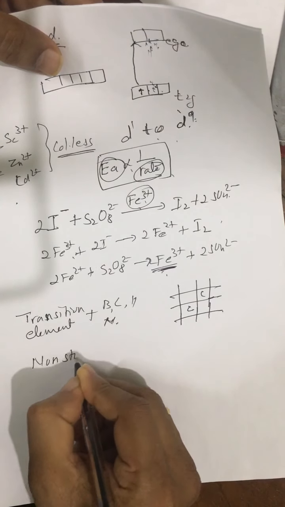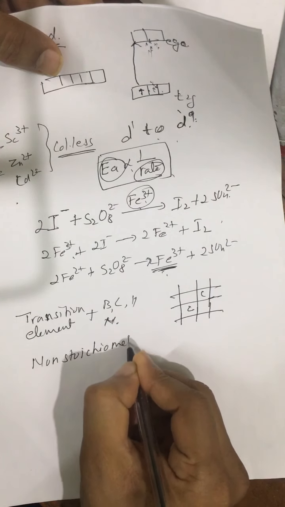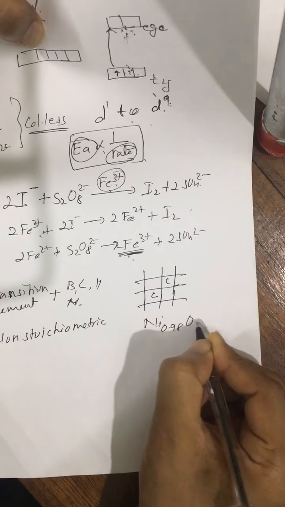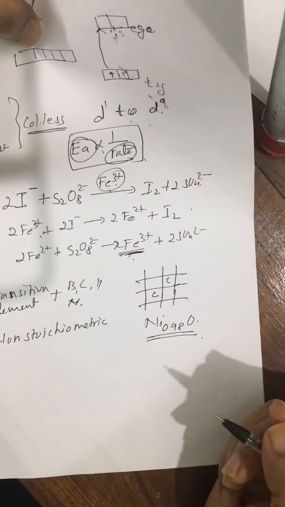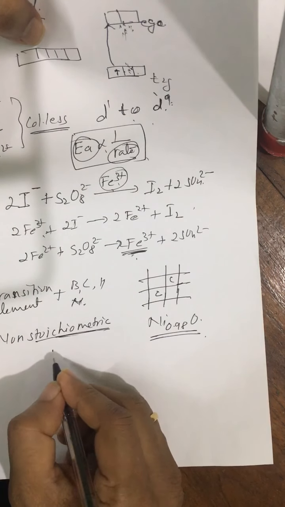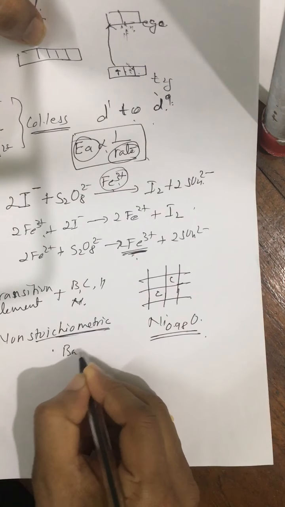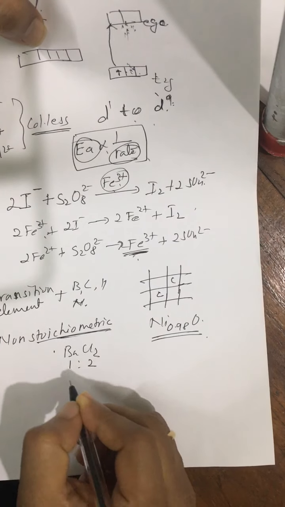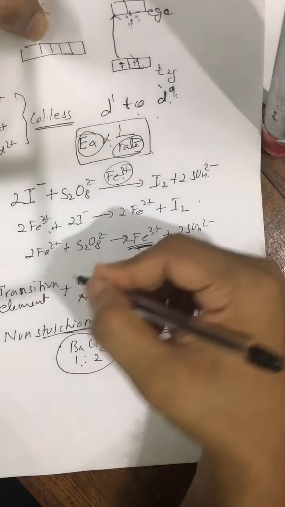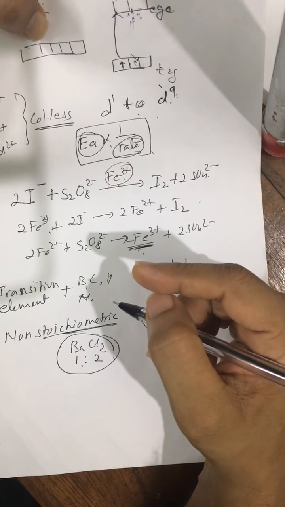Do you understand non-stoichiometry? Non-stoichiometric means, like if we have Ni0.98O, such compounds are called non-stoichiometric compounds. Stoichiometric compounds are compounds in which we have a definite whole number ratio of elements, like BaCl2. What is the atomic ratio? 1:2. So this compound is called a stoichiometric compound, and these compounds are called non-stoichiometric compounds. So interstitial compounds are non-stoichiometric.